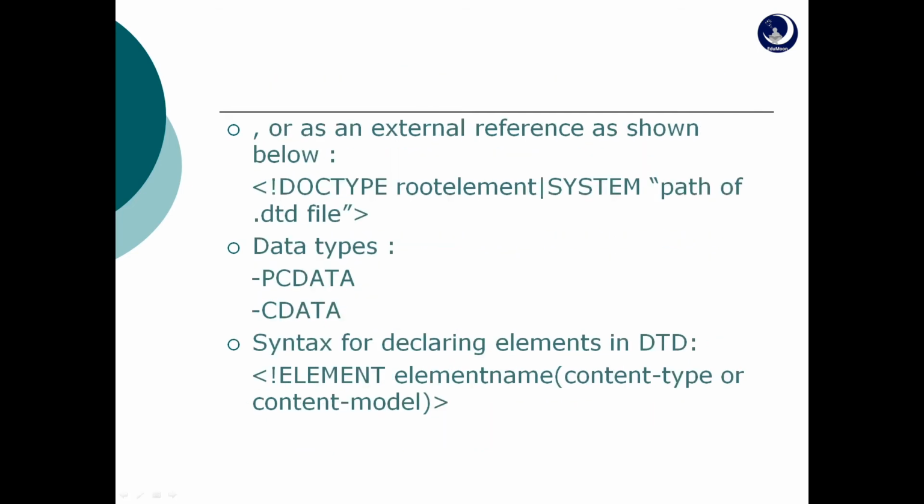Or as an external reference, you can declare a DTD in a separate file and save it with the extension .dtd. You would then refer to that file with a DOCTYPE, like this: DOCTYPE, root element, SYSTEM, path of the file. The advantage of using an external reference is that you can use a particular document type definition for multiple XML documents.